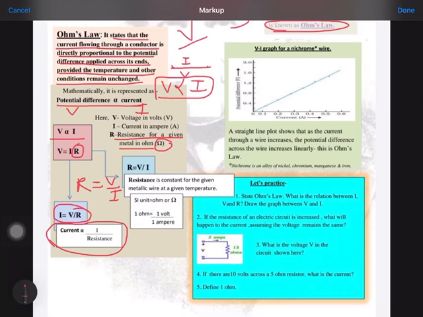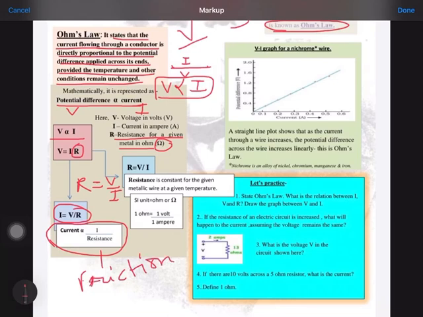It's just like when you are walking on a rough surface, your speed will be less. If you are walking on a smooth surface, your speed will be high, because resistance is just like friction. It hinders the flow of current. You have to remember this. Resistance is just like friction.